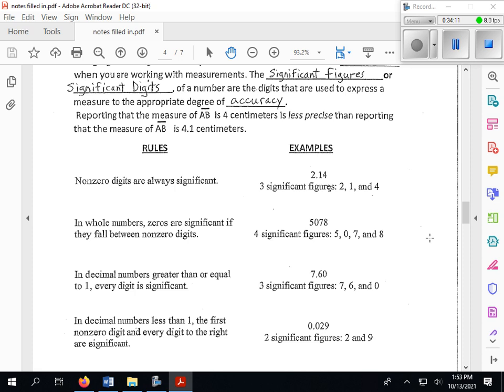Now a lot of people will say, well, in 7.60, that 0 doesn't really do anything. And you're sort of right. If you dropped off that 0, I probably wouldn't throw a fit. But if Damon leaves that 0 on there, that's telling the next person that looks at his number that he was precise to within 7.6.